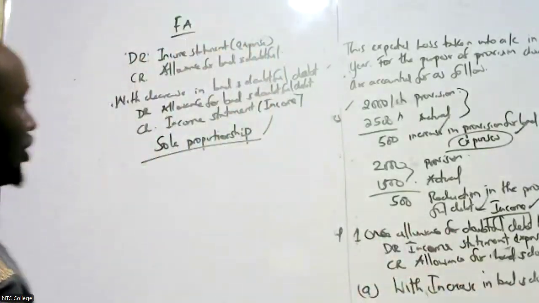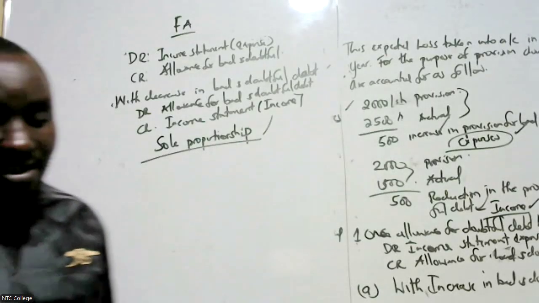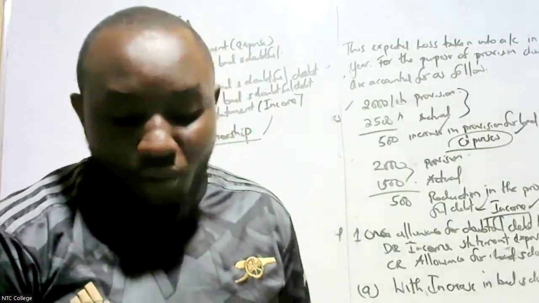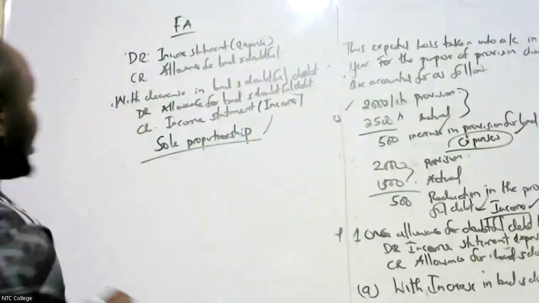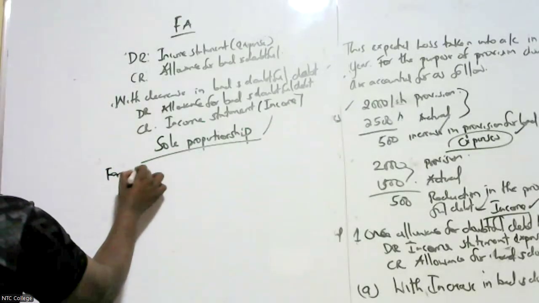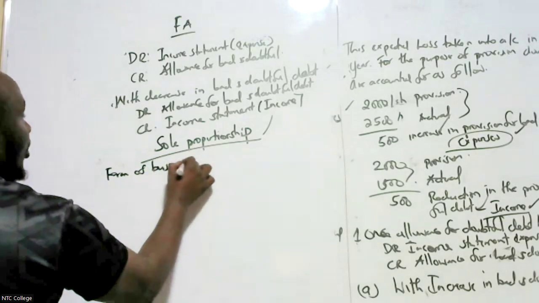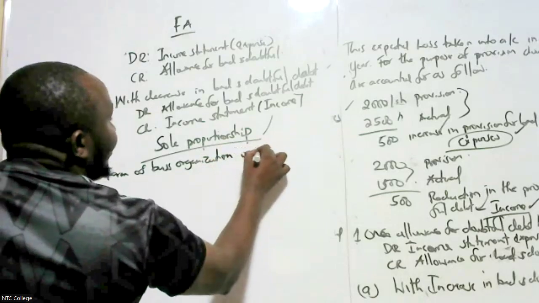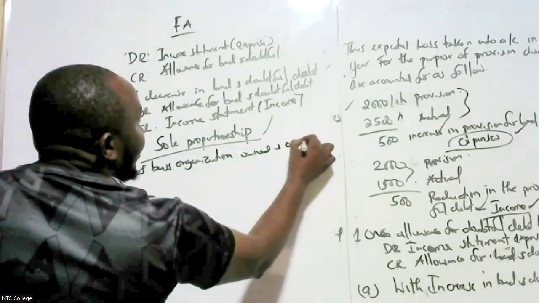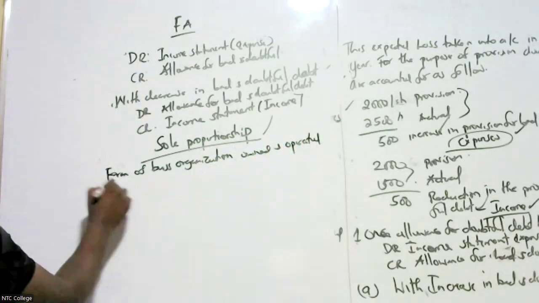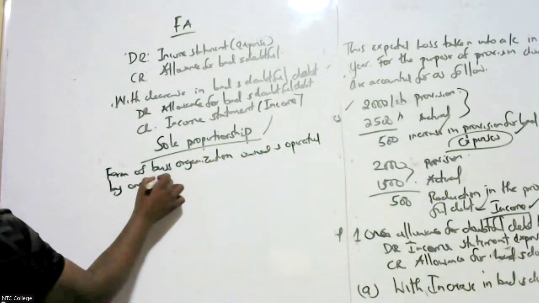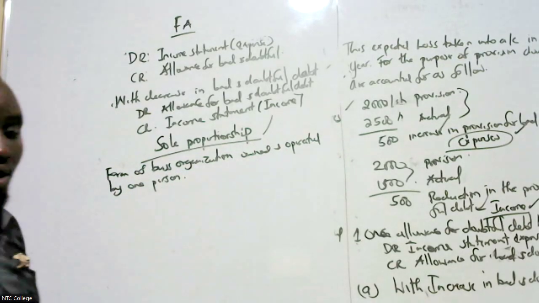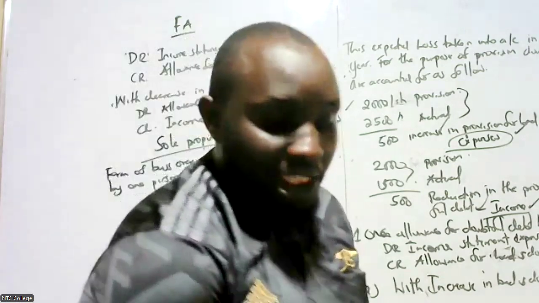So when you talk about sole proprietor, have you opened the format? So we can say sole proprietor is a form of business organization. We say owned and operated by one person. That is a sole proprietorship.